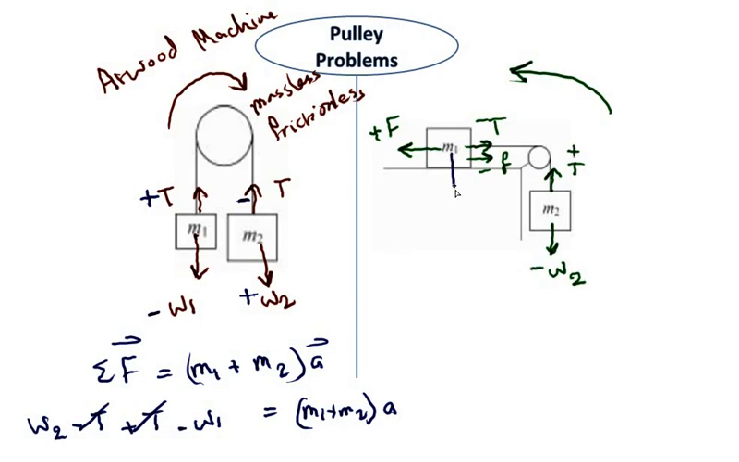Actually, the weight of mass 1 and the normal force of mass 1 are not in the same direction of motion. We might need to find the normal force in order to calculate the friction. It depends on the case we have.